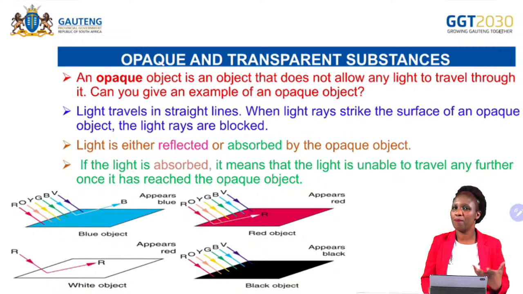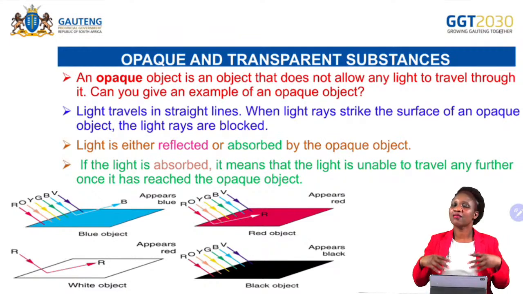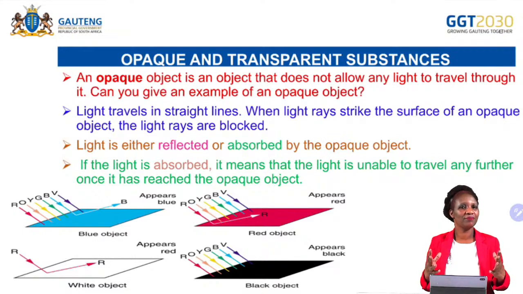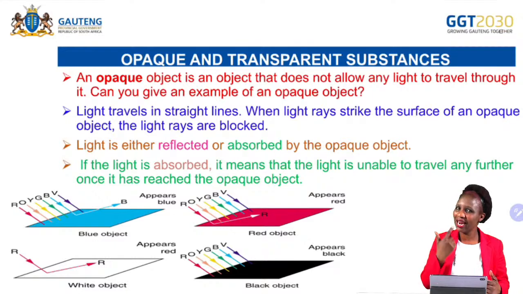And then let's look at opaque and transparent substances. Okay, remember, when we're talking about opaque, we are talking about those objects or substances that do not permit light to pass through. But when we are talking about transparent, we are talking about those objects that permit light to pass through. For example, transparent windows, even clear plastic. All right? These are transparent. You can see through them. It means they will allow light to pass through. Do you get that, grade 8?